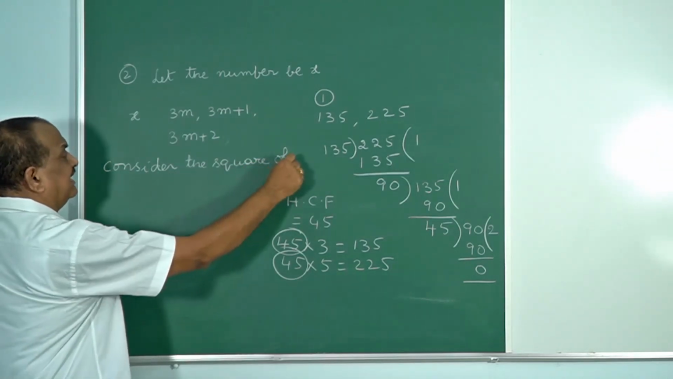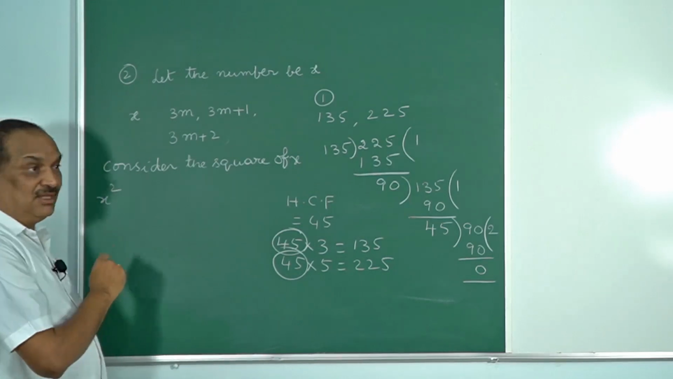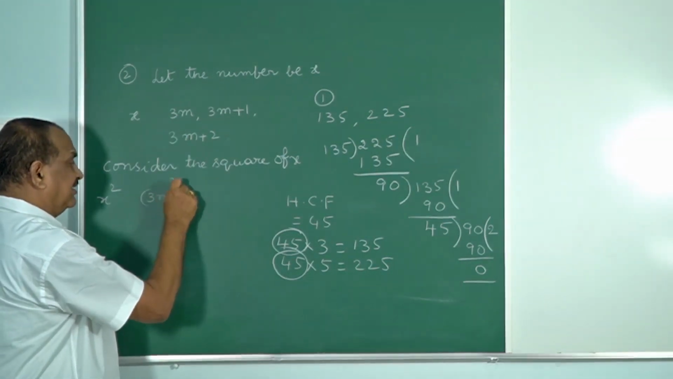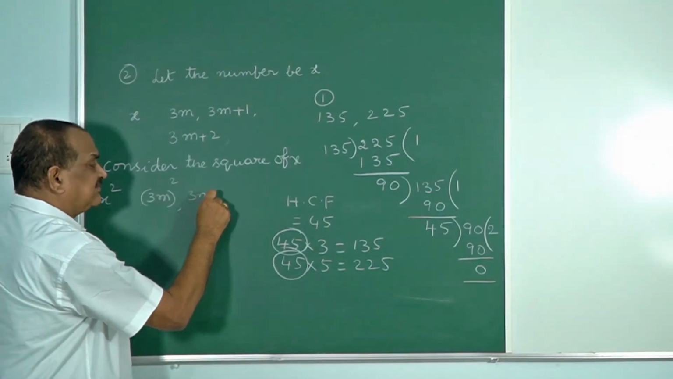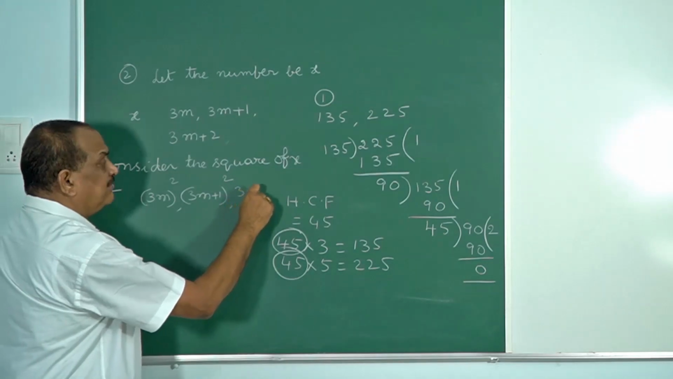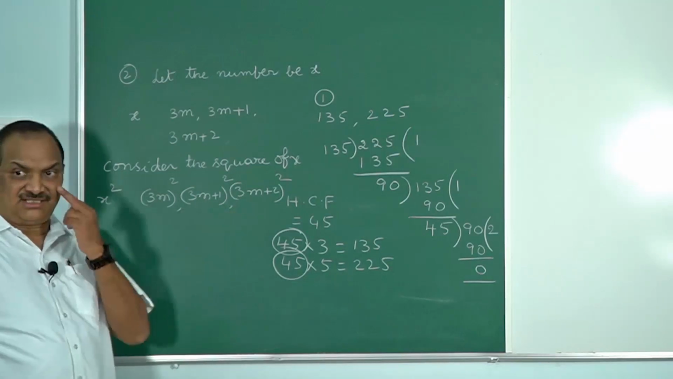Consider the square of x. So if I take x square, it can be 3m whole square, it can be 3m plus 1 whole square, or it can be 3m plus 2 whole square. It should be in one of these forms actually.